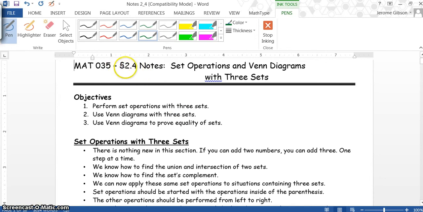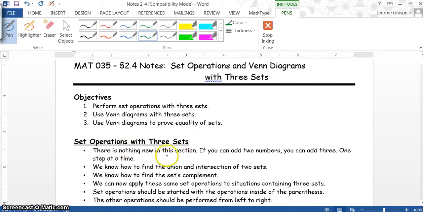Hello class, we're about to start section 2.4, set operations and Venn diagrams with three sets. Our objectives: perform set operations with three sets, use Venn diagrams with three sets, use Venn diagrams to prove equality of sets. Set operations with three sets.